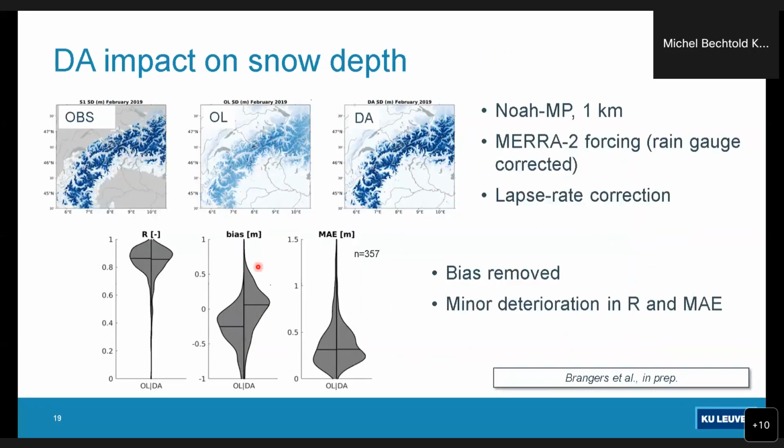And you can see here the observations. So the Sentinel-1 based snow depth retrieval on the left, the open loop where we see that snow depth is underestimated and the data assimilation brings it closer to the observations. She also worked with NOAMP. On the modeling side, she used the best possible options, so rain gauge corrected and lapse rate correction. When comparing those snow depths from the analysis with in situ data, one can see that mainly the bias improves while correlation and mean absolute error are rather unaffected.